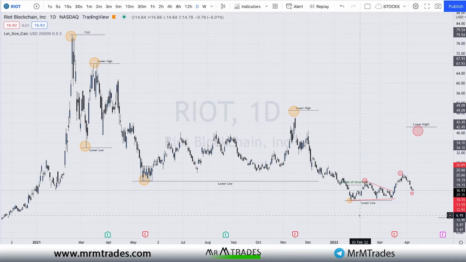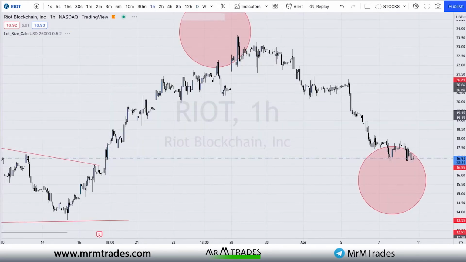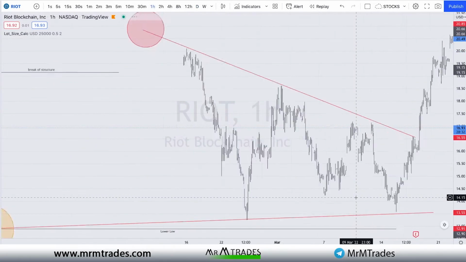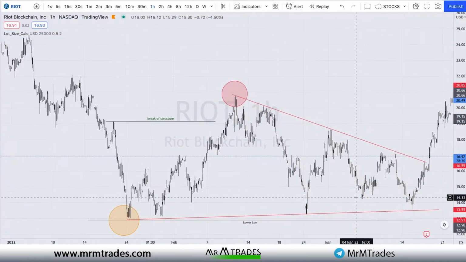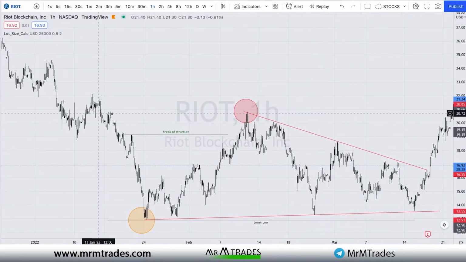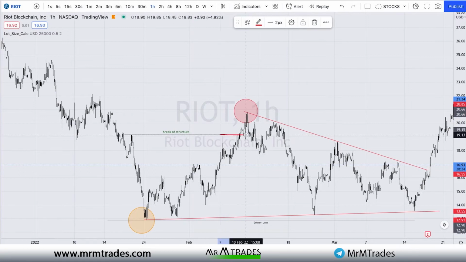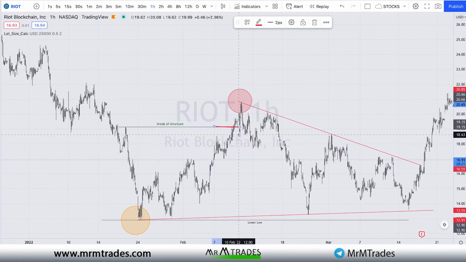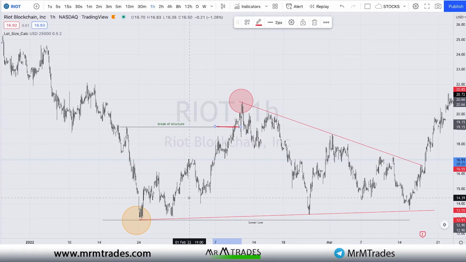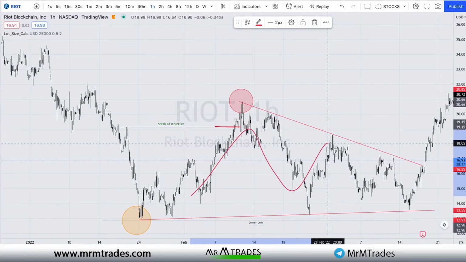Let's get on the lower time frame so we can have a closer look at what's going on with the price. The first thing we are seeing is this break of structure here, which is for us a first indication of the price shifting. So we can start looking for our entries around this area.